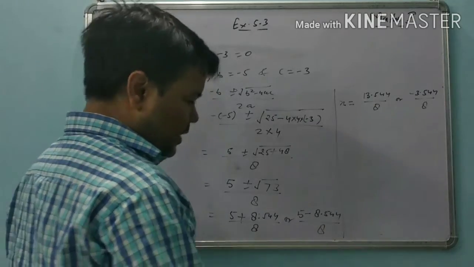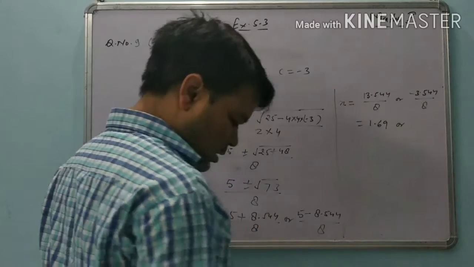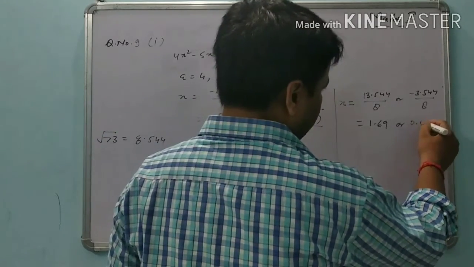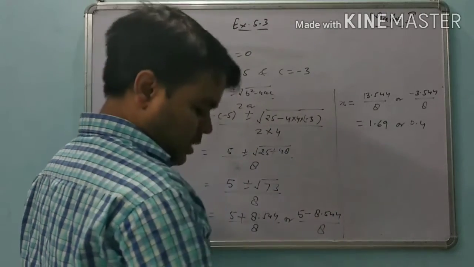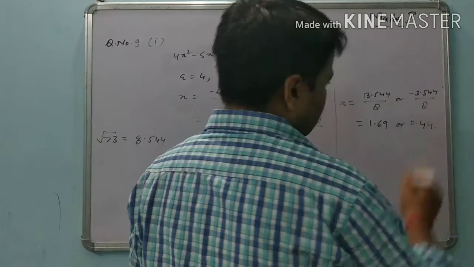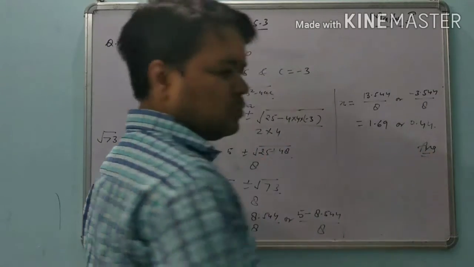Okay. Now 13.544 by 8, its value will be 1.69 or its value will be minus 0.4. This is the answer of this question.